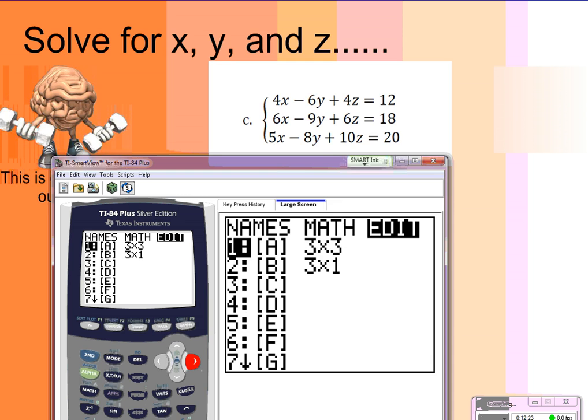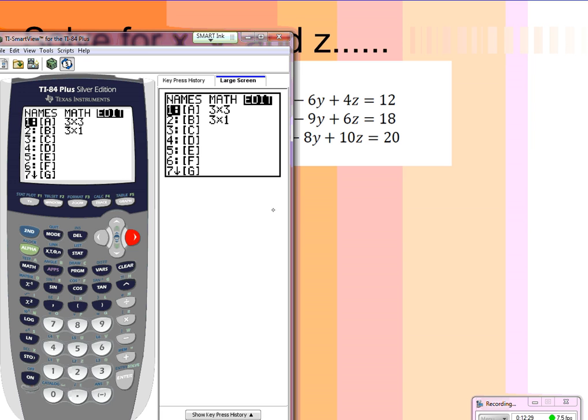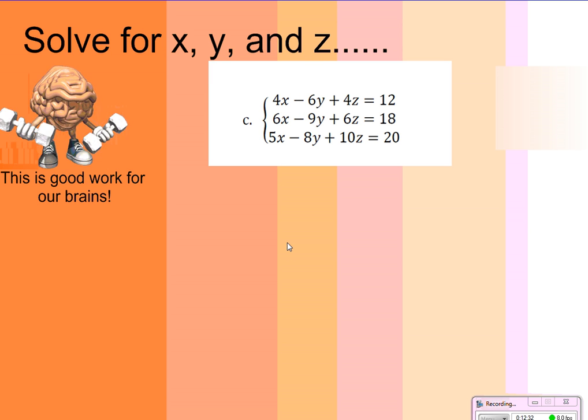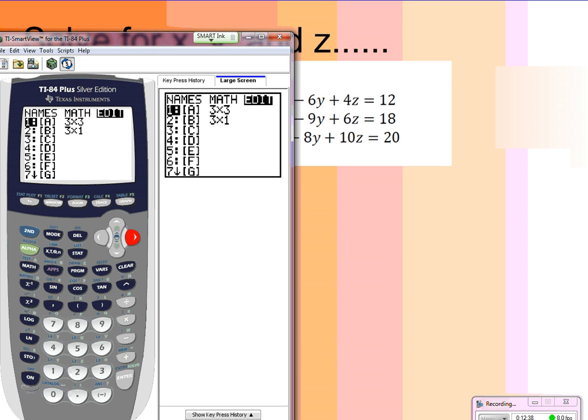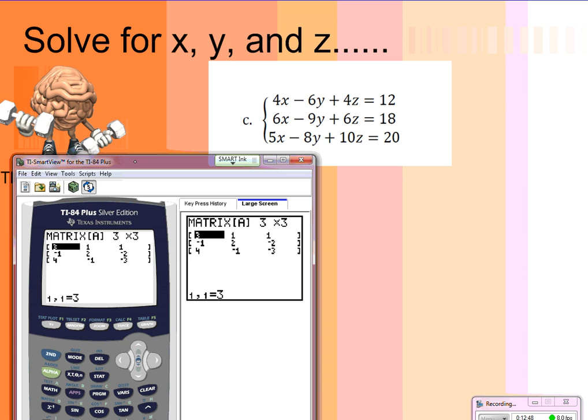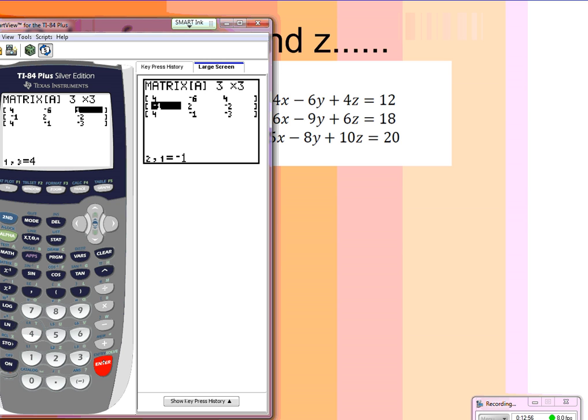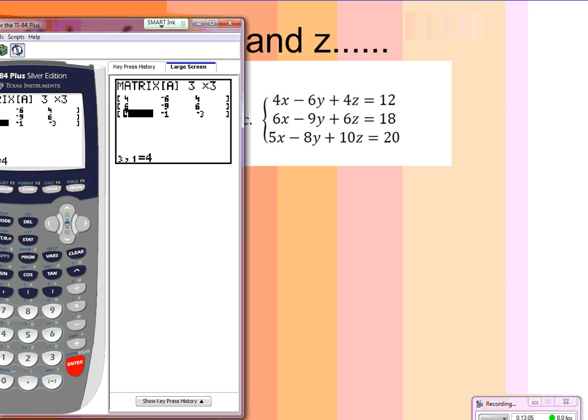go over to edit. Come back here. And I want this to still be a 3 by 3. So it's going to go 4, negative 6, 4. Now what's it go? 6 or 5, negative 8, 10.